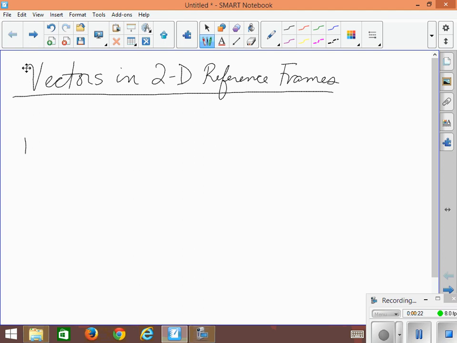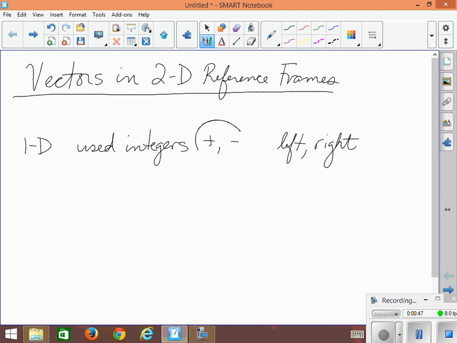If you remember in 1D, we simply used integers, pluses and minuses, to distinguish between the directions, positive and negative. So that could be left or right, could be up or down, whatever. Because in a 1D reference frame, you only have one option to go one way or the other. So the plus and the minus are perfect for dealing with one-dimensional reference frames.